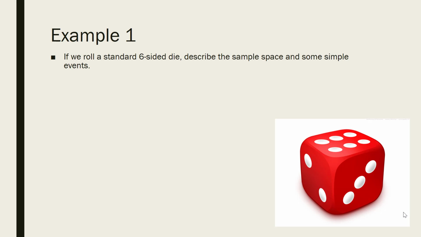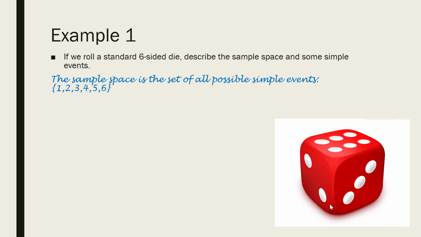Example 1. If we roll a standard 6-sided die, describe the sample space and some simple events. So first of all, the sample space is the set of all possible simple events. So we can write this as a set of numbers inside these curly braces. So what are all of these simple events? Well, with one die, I can roll a 1, I can roll a 2, I can roll a 3, a 4, a 5, or a 6. So these are all the possible outcomes, which means that this is our sample space.